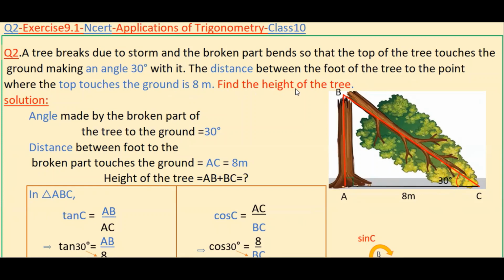So here we have to find the height of the tree, that is AB plus BC. So angle is given, that is 30 degrees, and distance is also given, that is 8 meters. So this is a right triangle, because this tree is a vertical tree, so this is right angle. In triangle ABC, tan C is equal to opposite side by adjacent side. So AB by AC. So from this you can find AB is equal to AC into tan C.